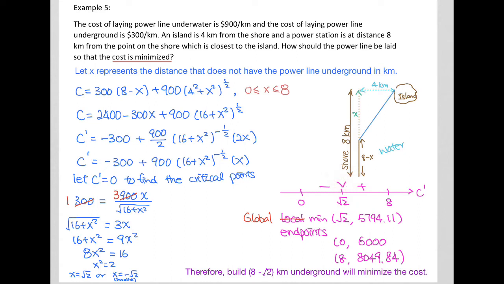Once again, we have to check the endpoints, which are x equals 0 and x equals 8. Substitute those three x values into the original cost equation, not C prime, the C function, to find the price we have to pay, and look at which is the lowest C value. We'll see $5,794 is the lowest one, so it becomes our absolute minimum. This is our solution. Therefore, we will say we build 8 minus root 2 kilometers under the ground. That will minimize the cost.